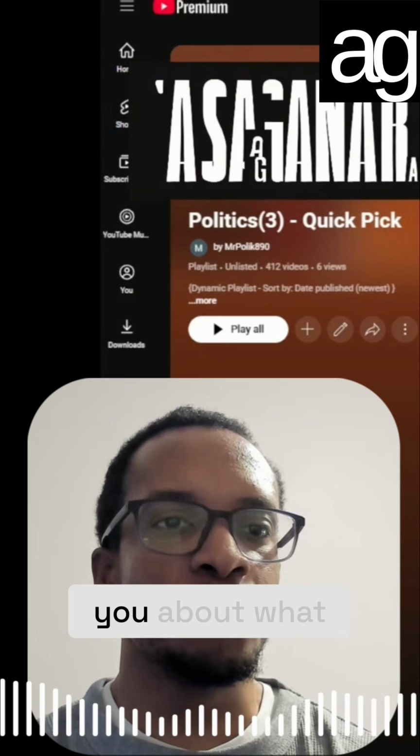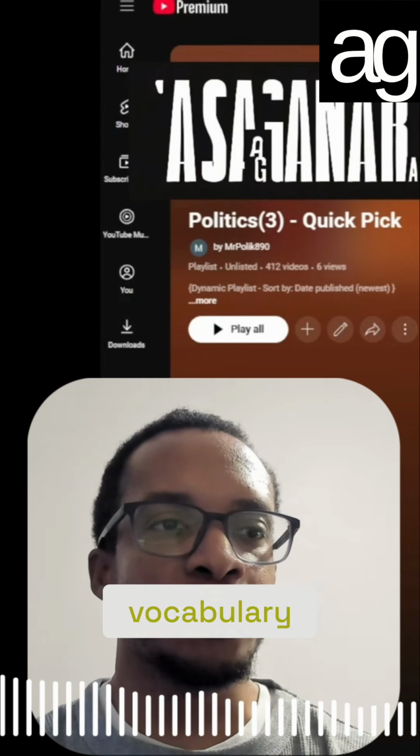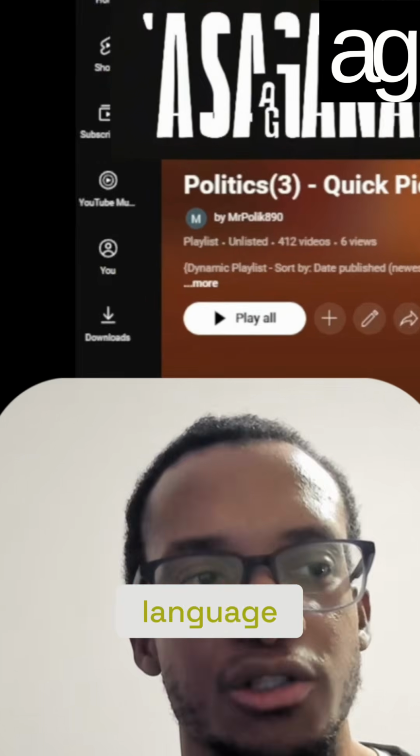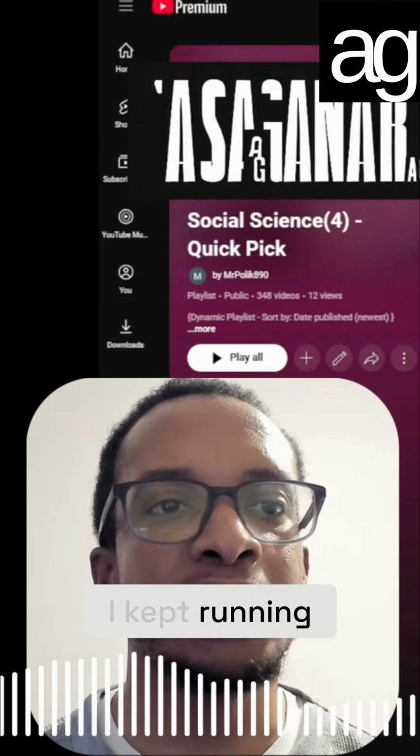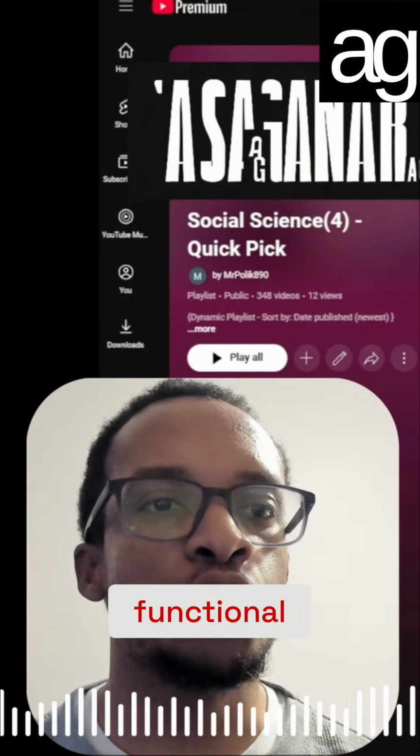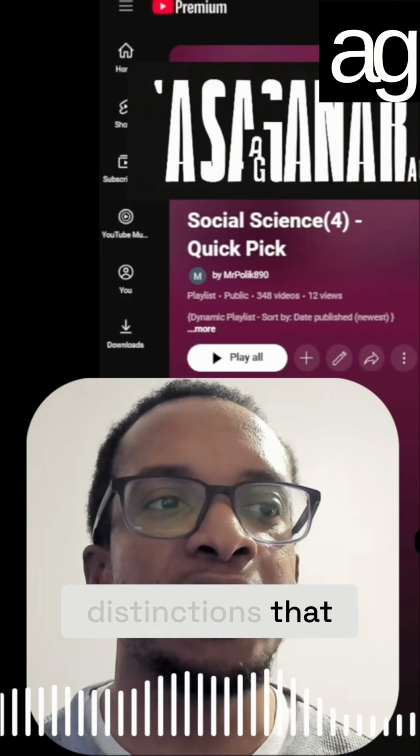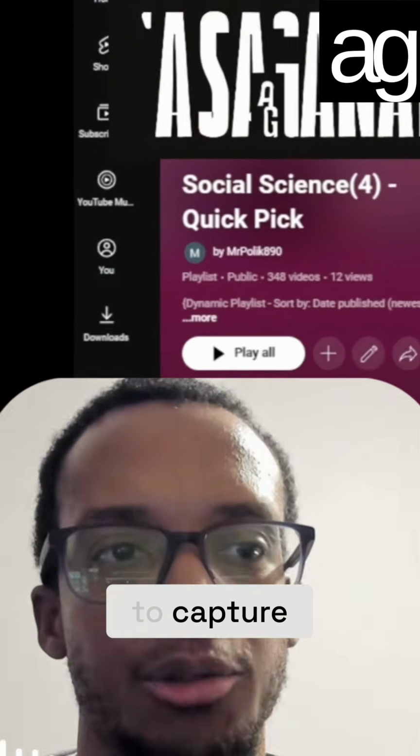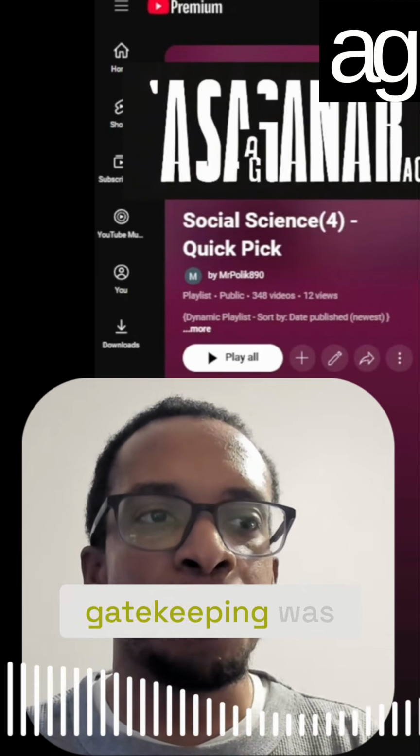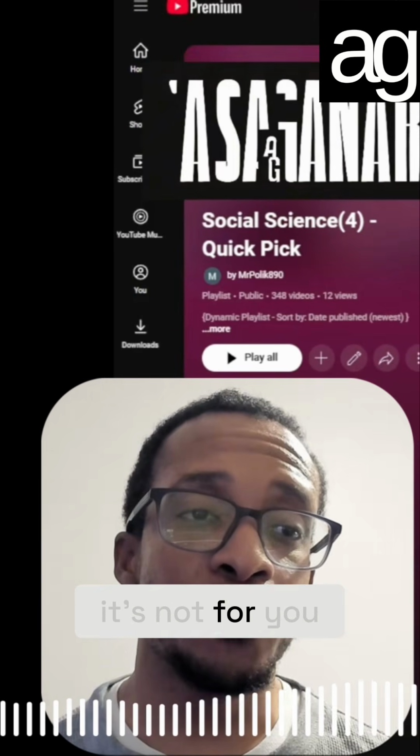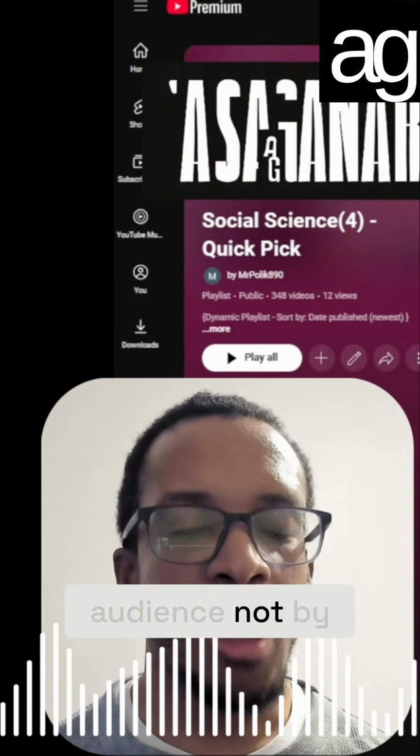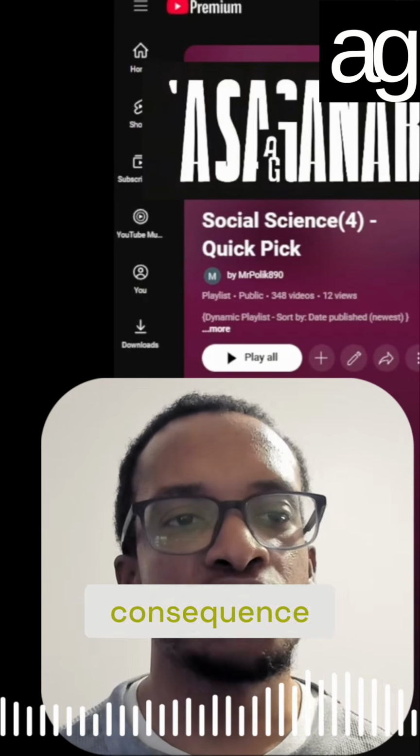And then I'm going to be honest with you about what it means that this vocabulary is hard, who it's for, and what it loses if you try to translate it into plain language. What happened is that I kept running into concepts that needed names. I kept encountering real, functional, operational distinctions that existing vocabulary was too blunt to capture. The vocabulary exists because precision demanded it, not because gatekeeping was the goal. And if you decide it's not for you, that's information. That's the framework selecting its audience, not by design, but as an emergent consequence of precision.